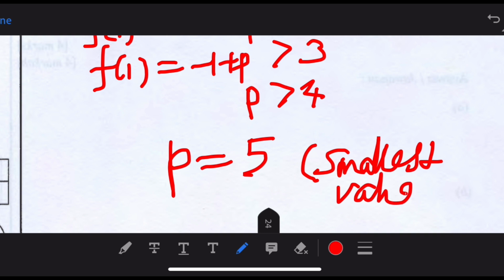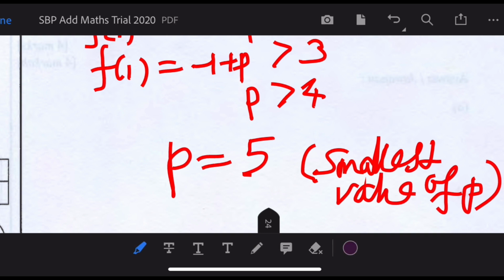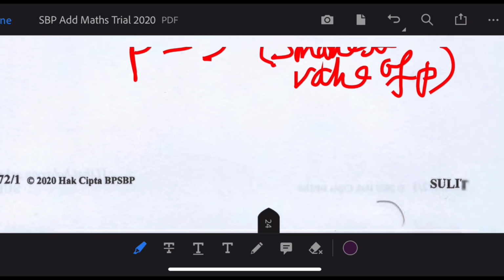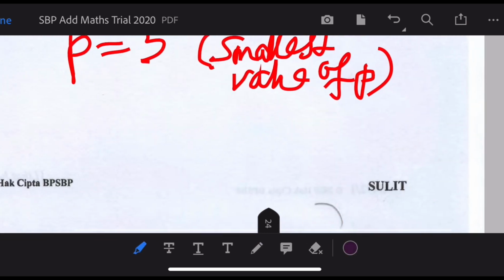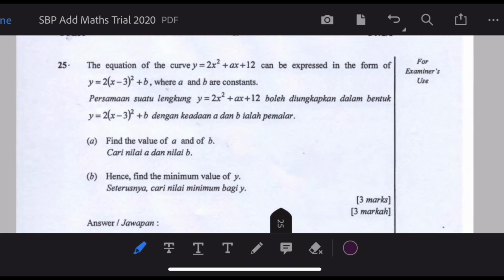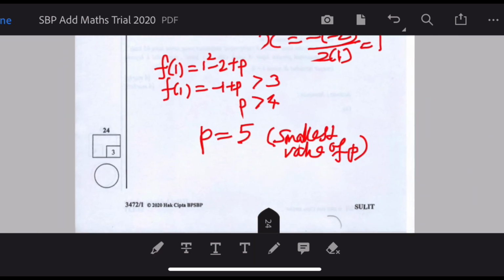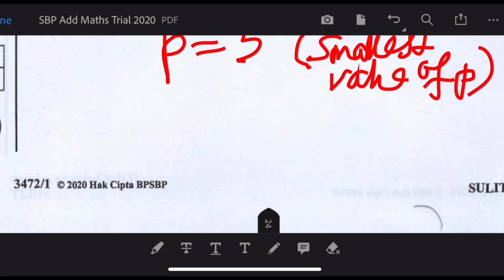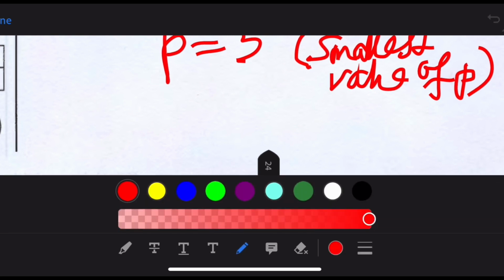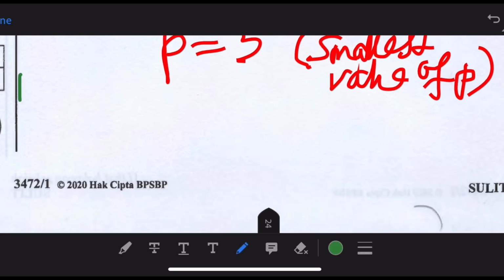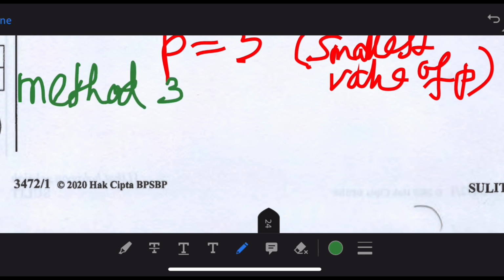Okay, next we will discuss another way of doing it. You can find the dy/dx, or f'(x), and let it equal to 0. Then you solve for x, and hence you can solve the y value. Okay, so now I'm going to show you there's another way. It is method number 3.